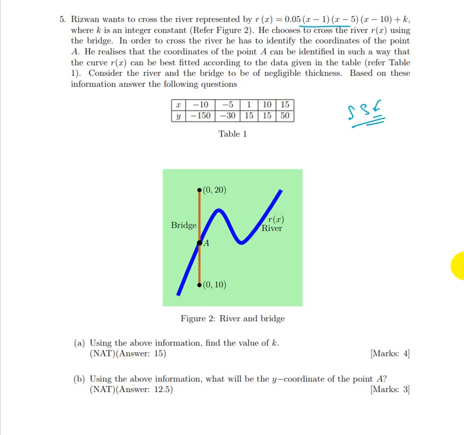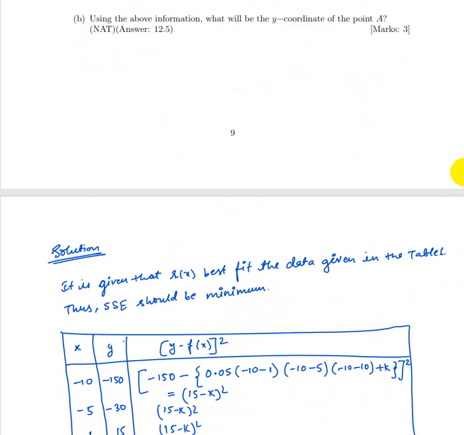He realizes that the coordinates of point A can be identified in such a way that the curve R(x) can be the best fit according to the data given in the table. Consider the river and the bridge to be of negligible thickness. Okay, so the river and bridge we have to consider as negligible thickness. Based on this information, answer the following questions. So we are given the values from which we have to calculate.